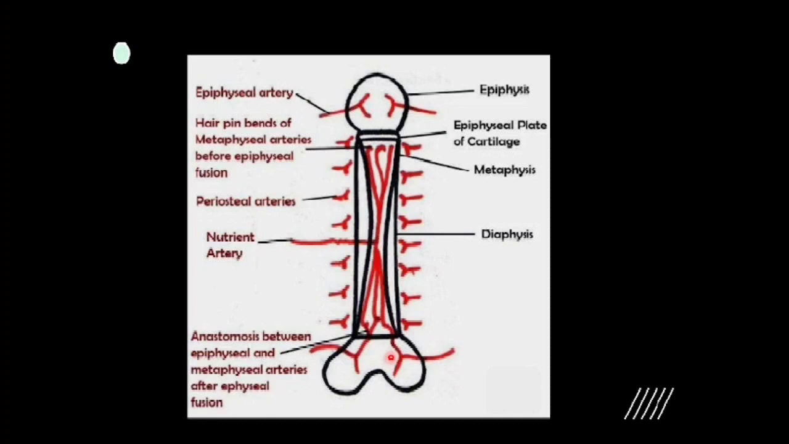Also, you have to remember that any injury to the region where the epiphyseal cartilage is there, that means where the epiphyseal fusion hasn't occurred, in that region any injury can predispose to stunted growth because the anastomosis hasn't occurred between the hairpin loops and other arteries. So that can lead to stunted growth and also avascular necrosis of the epiphysis. That is the significance, especially in young children, since the epiphyseal fusion hasn't occurred in them, that can lead to avascular necrosis and also stunted growth.